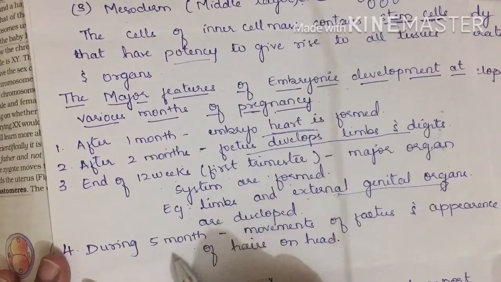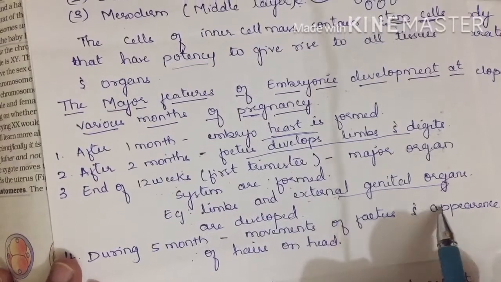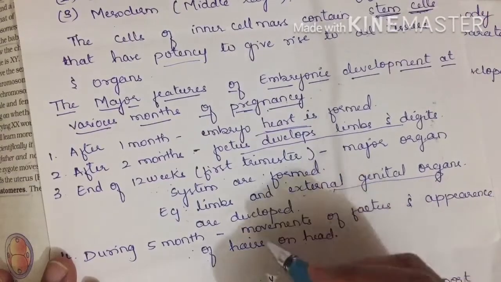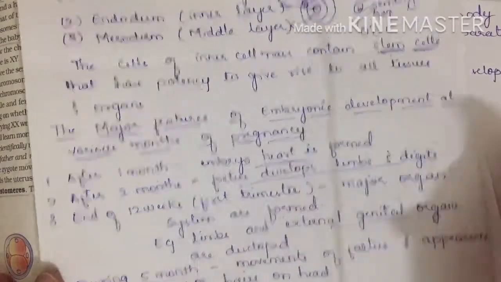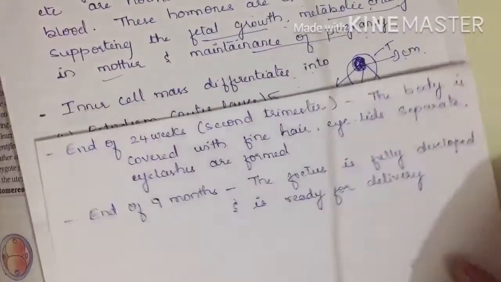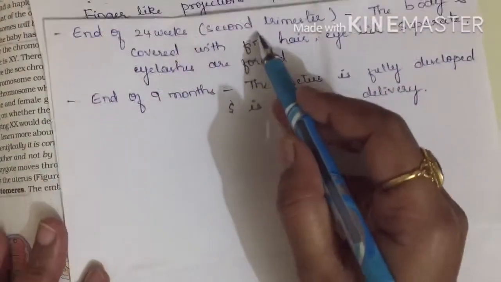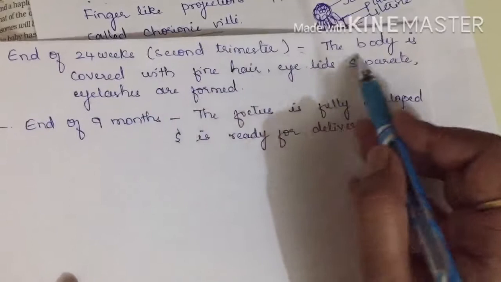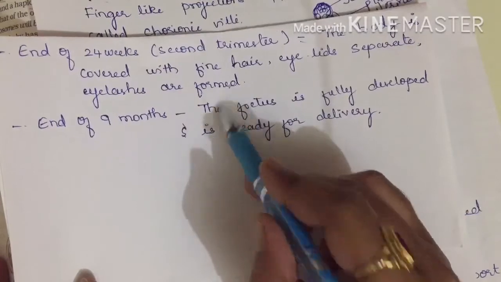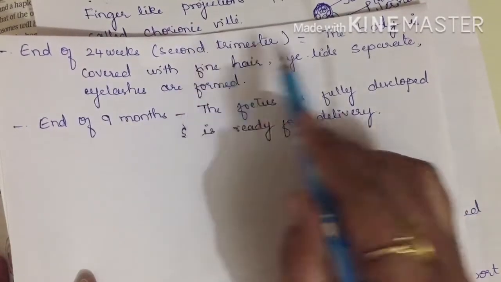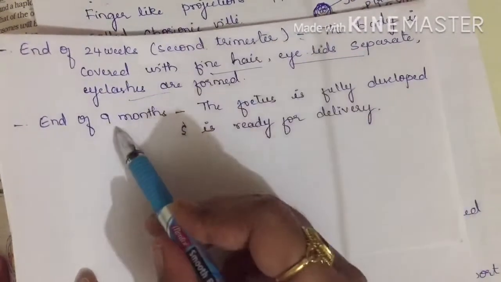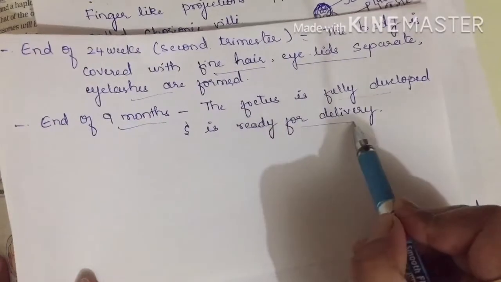During 5 months, what happens? Movements of the fetus appear, and hairs appear on the head. Hair will start to develop during the 5th month of pregnancy. Next, at the end of 24 weeks, which is the second trimester, that is 6 months, the body is covered with fine hair. Eyelids separate and eyelashes are formed. At the end of 9 months, the fetus is fully developed and is ready for delivery.